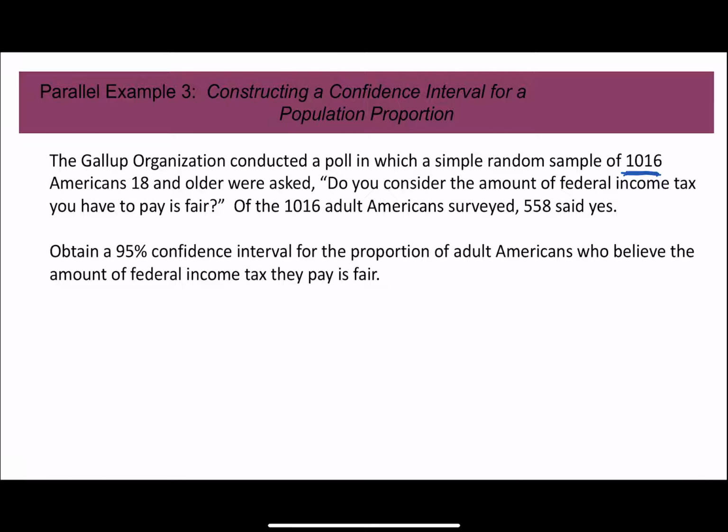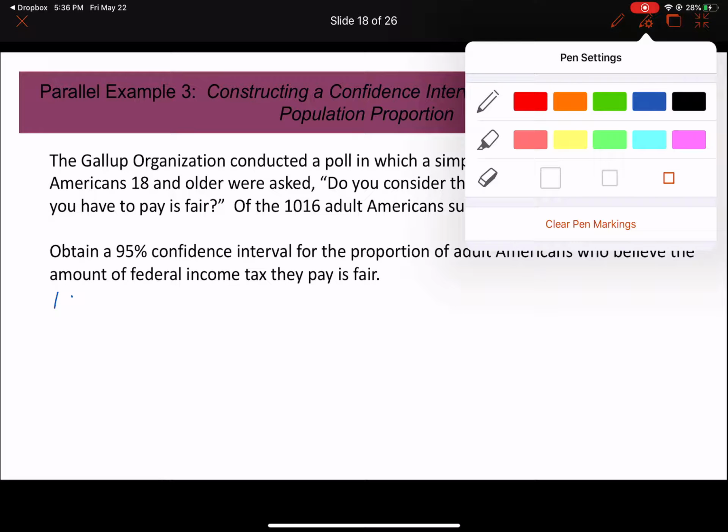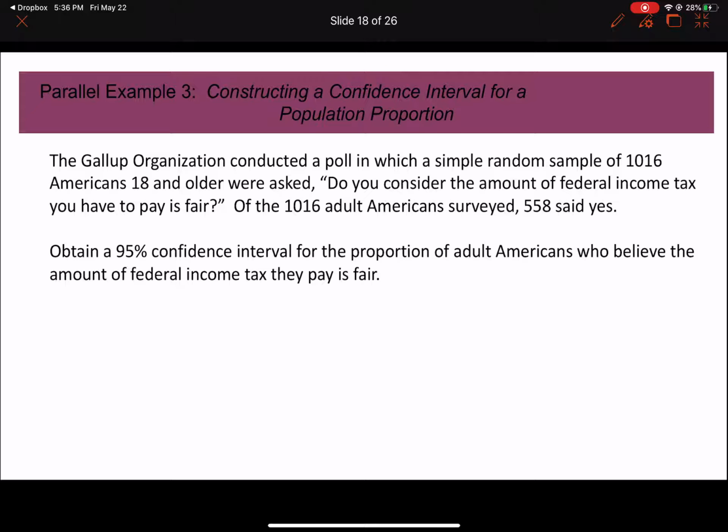All right. So the first thing you need to do is find your p-hat. So p-hat equals 558 divided by 1016. So that p-hat then is 0.55. So I'm going to use that p-hat in my calculations.